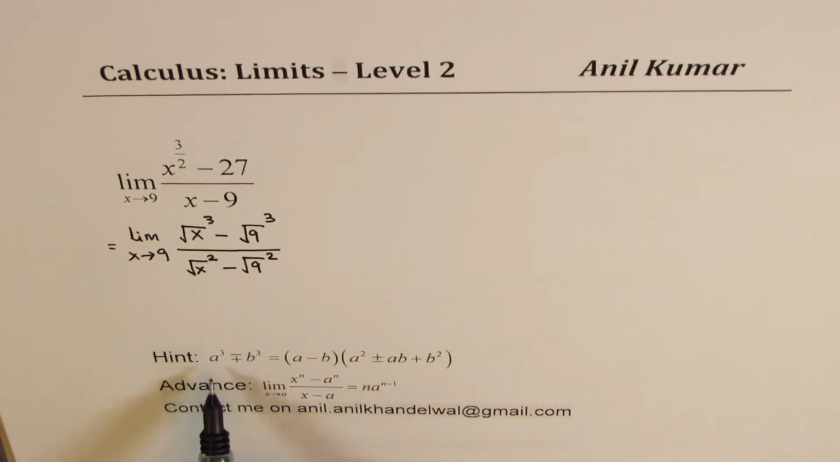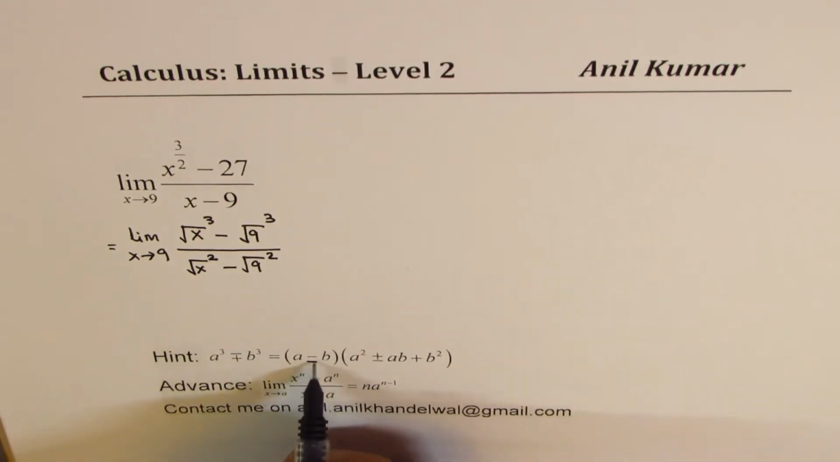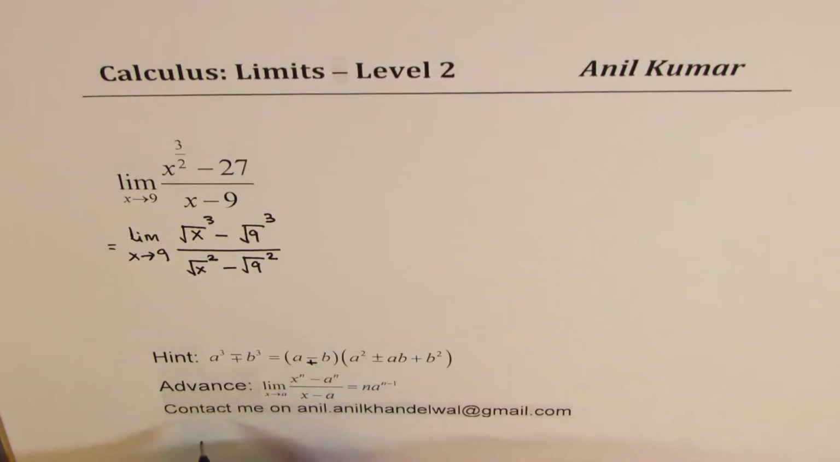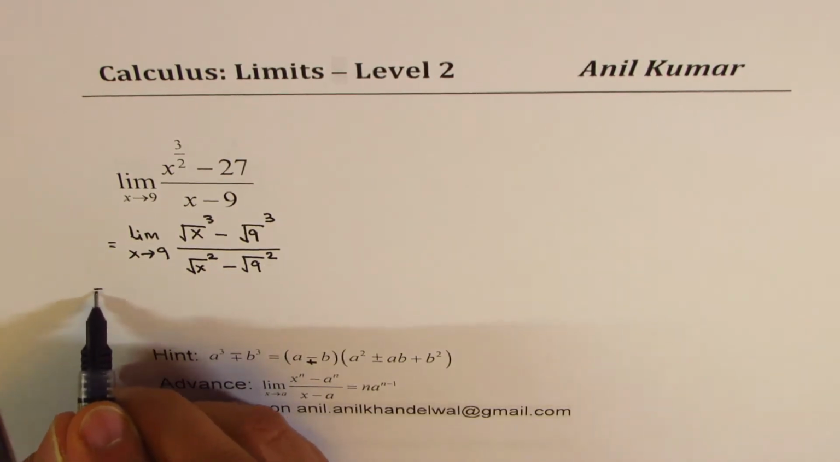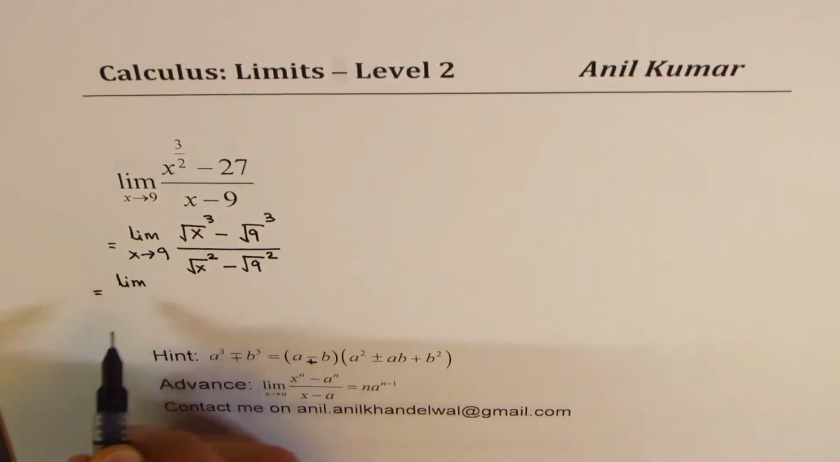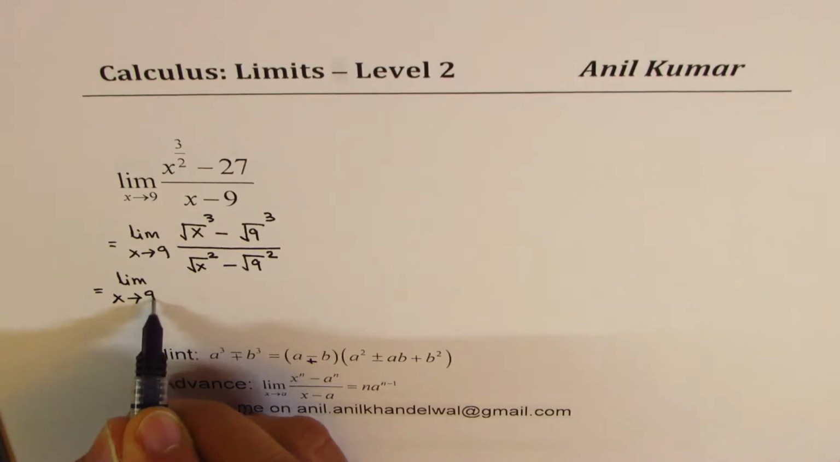Some of you may remember the difference of cubes formula: a cube minus b cube equals a minus b times a square plus ab plus b square, right? If it is plus, then this value is plus and that is negative. So we'll apply this particular formula to factor it, right? So we could write this as the limit as x approaches 9.